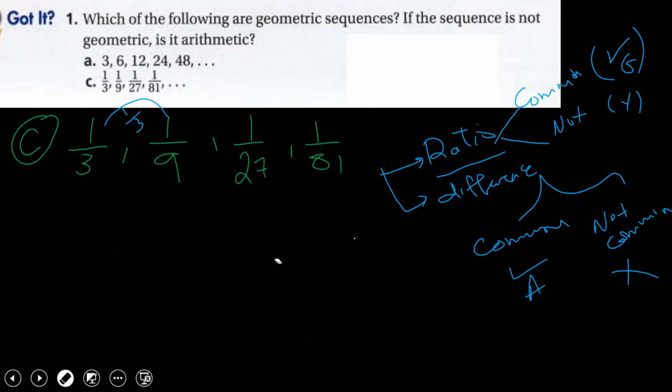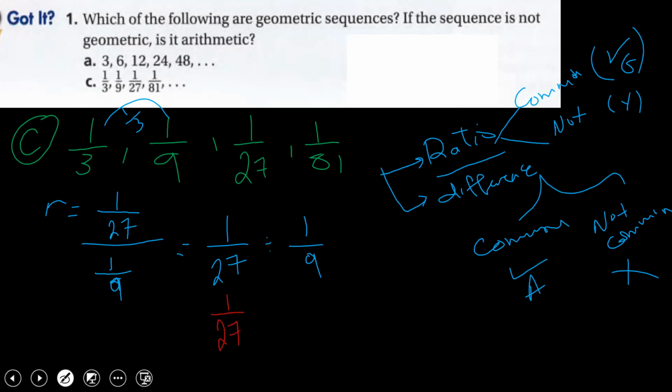To be sure that this is a common ratio, it's not any ratio. Let's now divide 1 over 27 by 1 over 9. The first is it will be written like this. Then 1 over 27, keep it as 1 over 27. Divide, write it as multiply, and then 1 over 9 will be 9 over 1. After simplifying, the answer is 1 over 3.